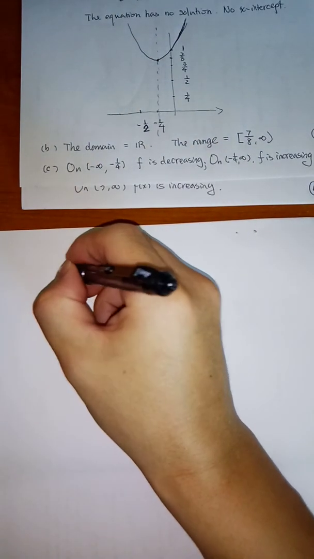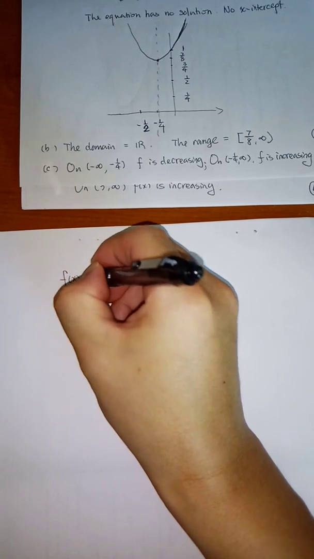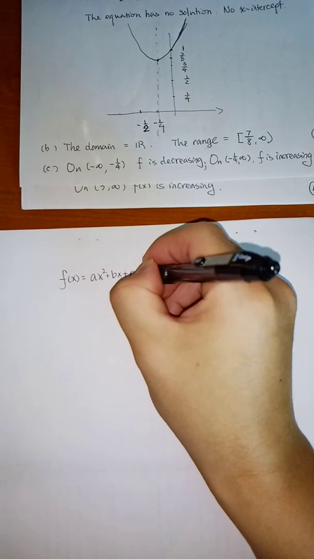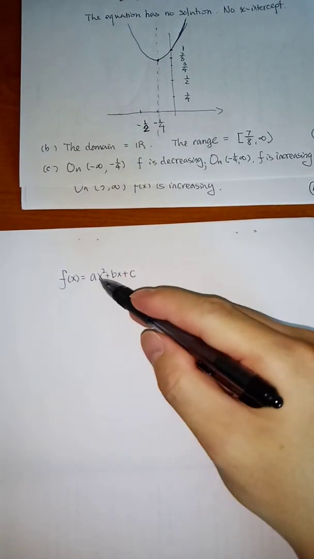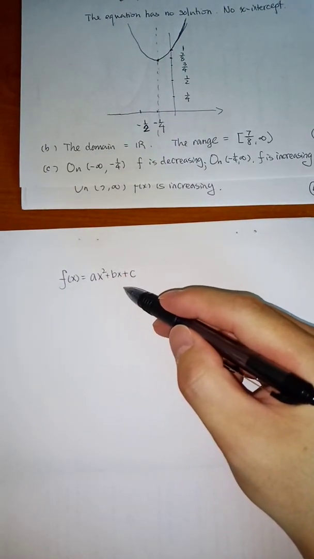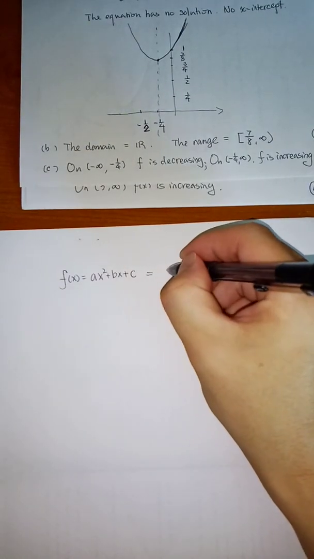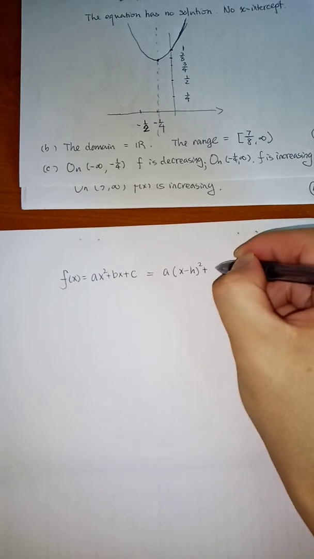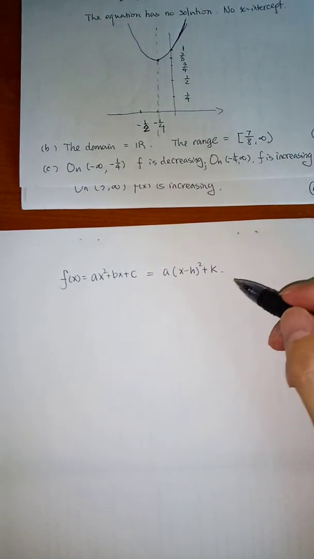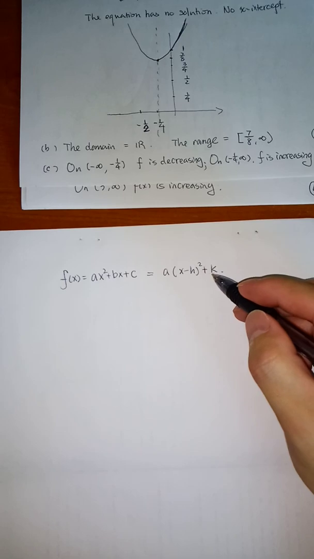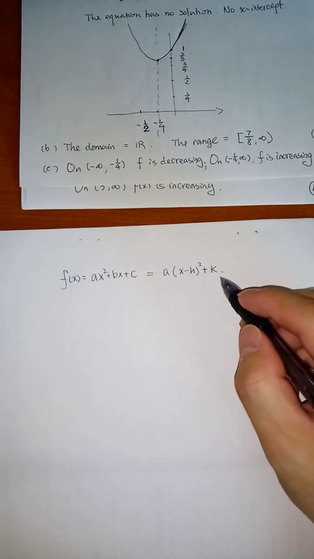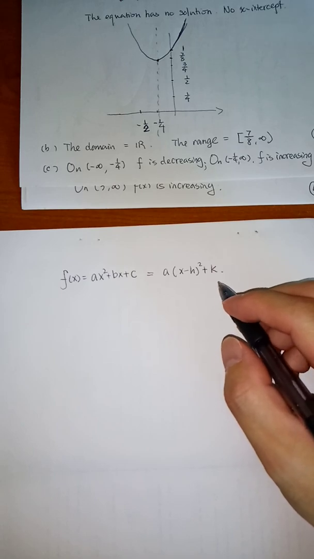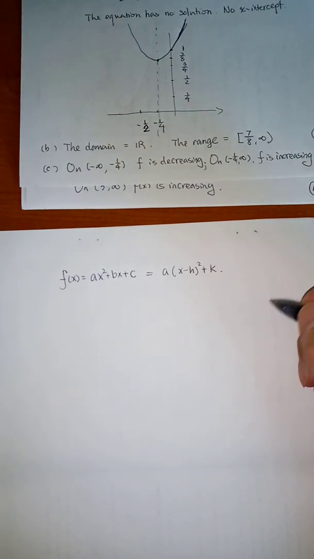Okay, so remember, the quadratic equation can have the standard form ax squared plus bx plus c. It can also have this vertex form, a times (x minus h) squared plus k. h and k are the coordinates of the vertex. Okay, so let's see.